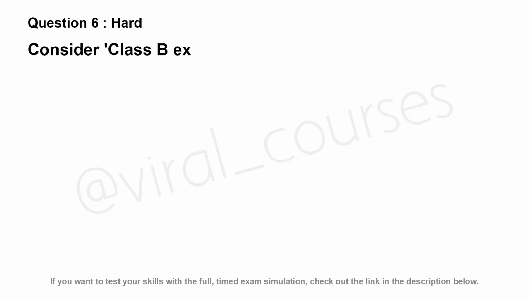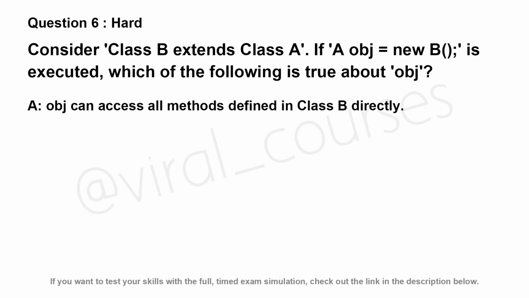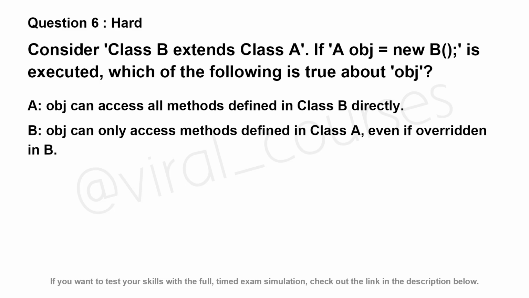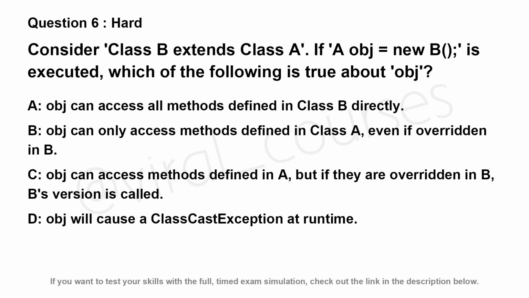Consider class B extends class A. If obj equals new B is executed, which of the following is true about obj? Option A, obj can access all methods defined in class B directly. Option B, obj can only access methods defined in class A, even if overridden in B. Option C, obj can access methods defined in A, but if they are overridden in B, B's version is called. Option D, obj will cause a ClassCastException at runtime.